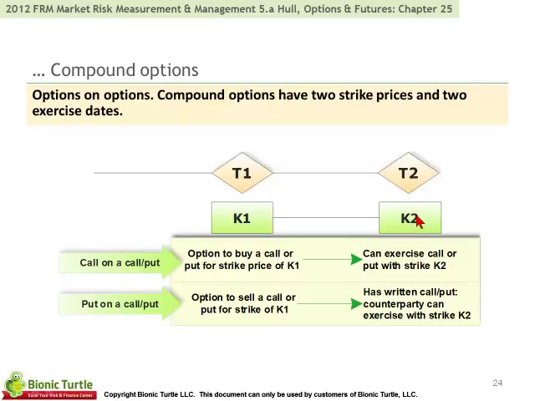At time 2, we can then exercise the call by paying the strike of K2, and then we'll own for that price the underlying asset. So we've got a call on a call. We first had the right, but not the obligation, to pay K1 in order to purchase an option, and then we hold the option, and then we subsequently at time 2 have the right, but not the obligation, to purchase the underlying stock. So that's a call on a call, and we can similarly have 4 permutations.